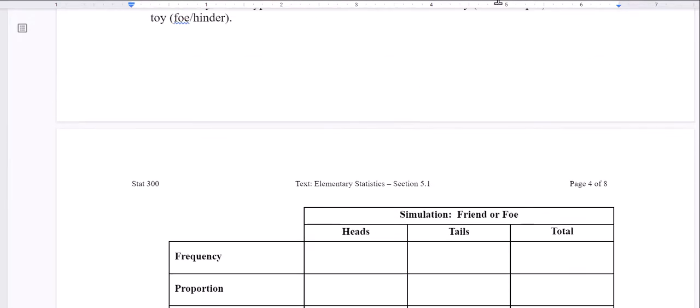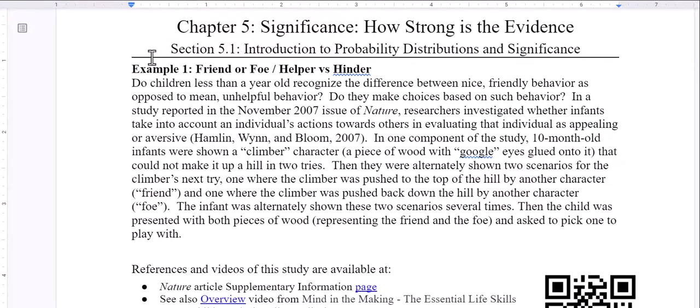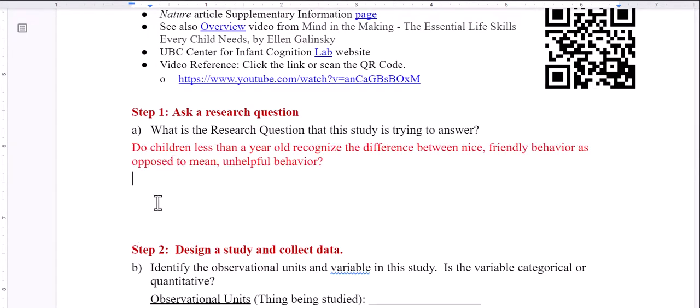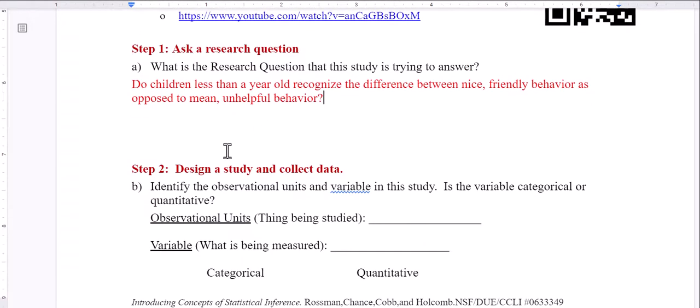All right, so let's go back to the top and start with step 1. So ask a research question. What is the research question that this study is trying to answer? And oftentimes when you read a study, you'll be able to tell from the writing of it where it is. So notice that here it says, do children less than a year old recognize the difference between nice, friendly behavior as opposed to mean, unhelpful behavior? So that is what the researchers are trying to answer. So we're going to say that is the research question. Right? Do children less than a year old recognize the difference between friendly versus unfriendly behavior?